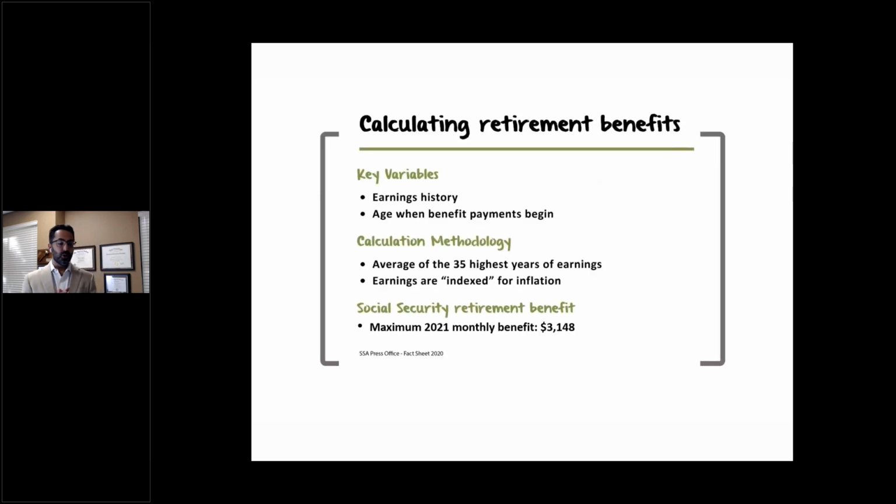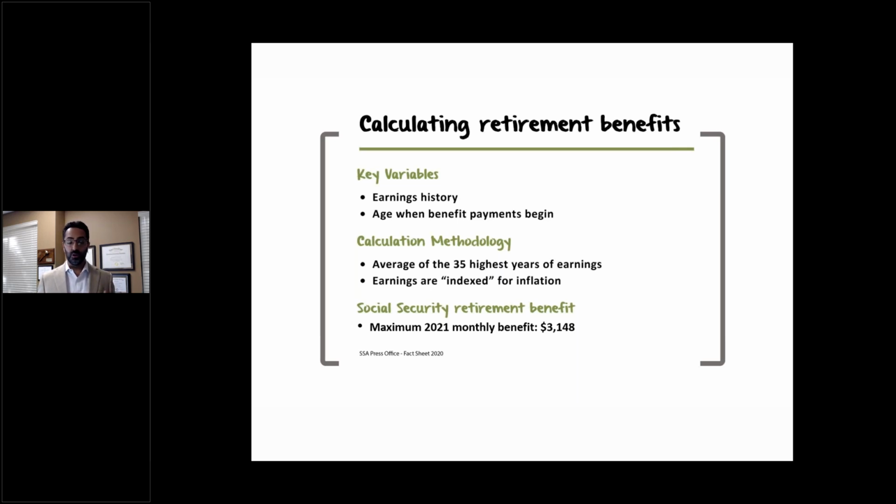All right. So talking about calculating the benefits. Now, the amount of Social Security benefits will depend upon 2 variables. So it's your earnings history and the age at which you decide to retire and begin receiving those benefits. Now, for most workers, the earnings history, as I mentioned, is reported automatically by your employer, but the way it's calculated is based on an average of your 35 highest years of earnings.